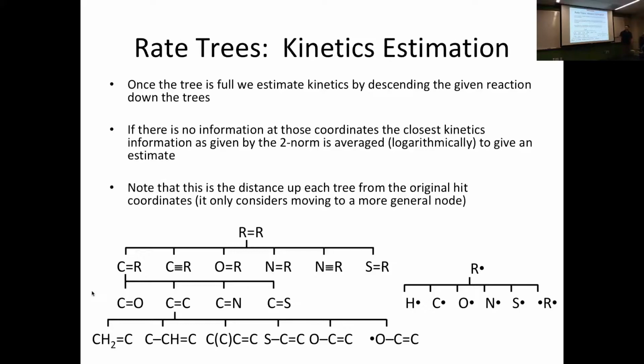And then what we do is we take each of those and we descend it down both of these trees to the most specific point and place it at that point within the tree. That's what's happening when you add a reaction to the training set within RMG. Every time you run an RMG job, it loads that and descends it down the tree and puts it at the right location in the tree where it belongs.